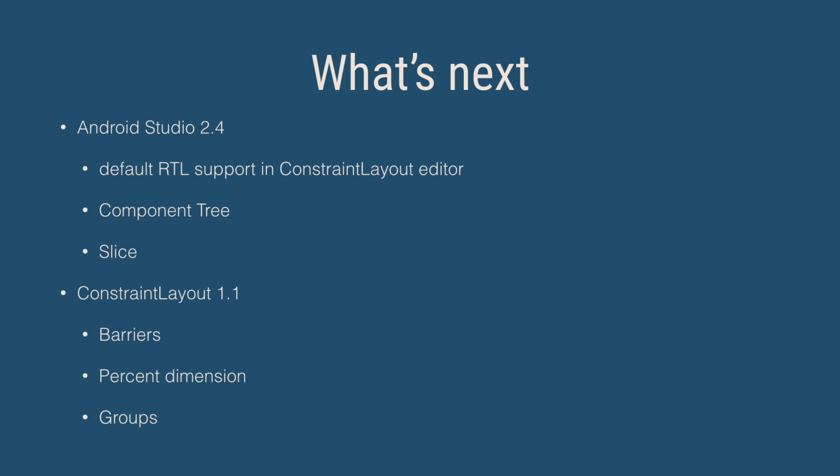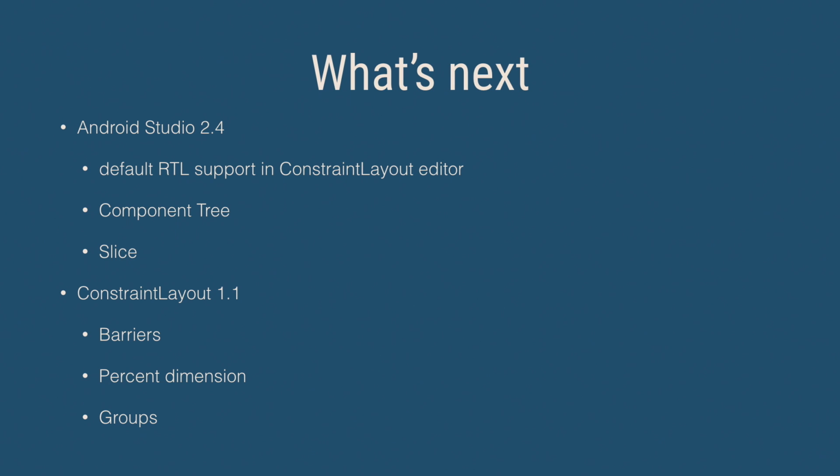A little bit about what the next steps are on our end. We are right now working on Android Studio 2.4. If you try to use RTL support in the editor in 2.3, it was not exactly there for ConstraintLayout. And so while ConstraintLayout itself supports it, we're working on making it a lot better. The component tree, we are improving it as well.